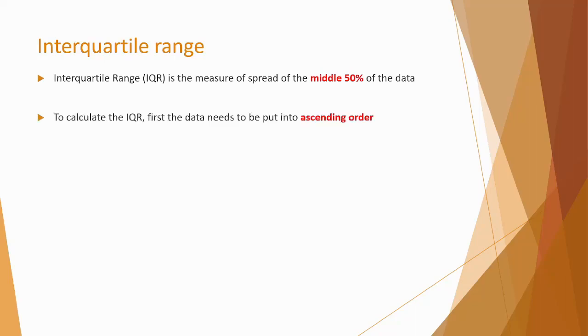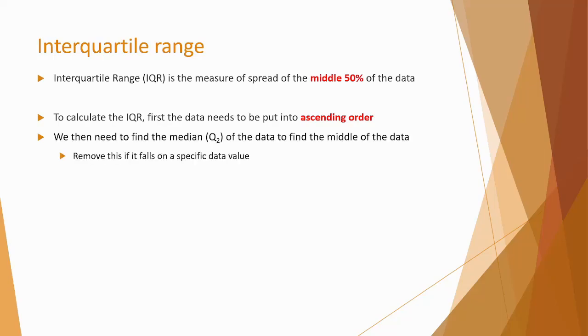So to calculate the interquartile range, first we need to put the data in ascending order. We then need to find the median. And if you're not sure about the median, click on the card up the top and that'll take you to the video about the median. So we need to find the median or middle value of the data. And if this falls on a specific data value, we just remove that data value before going on to the next part. So once we've found that middle point, we've got a lower half and an upper half.